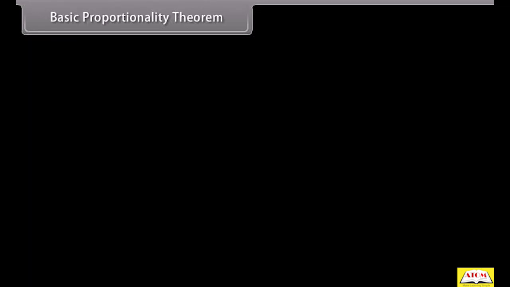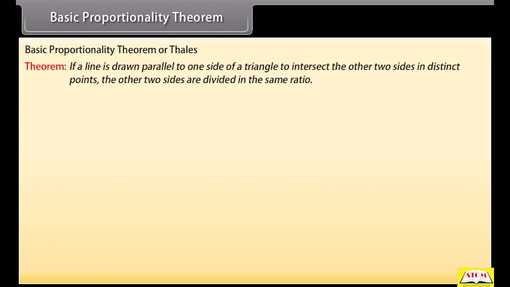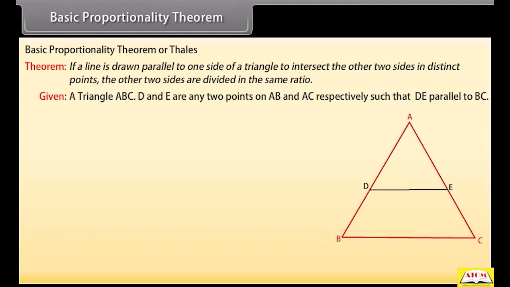Basic proportionality theorem or Thales theorem. If a line is drawn parallel to one side of a triangle to intersect the other two sides in distinct points, the other two sides are divided in the same ratio. Given a triangle ABC, D and E are any two points on AB and AC respectively such that DE is parallel to BC. To prove AD upon DB equals AE upon EC.